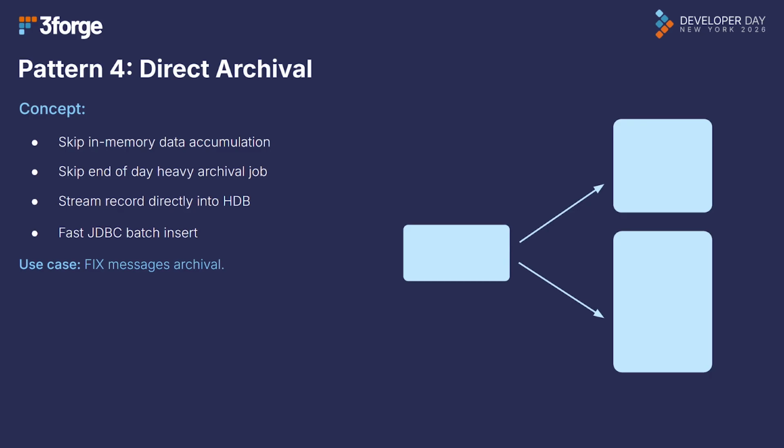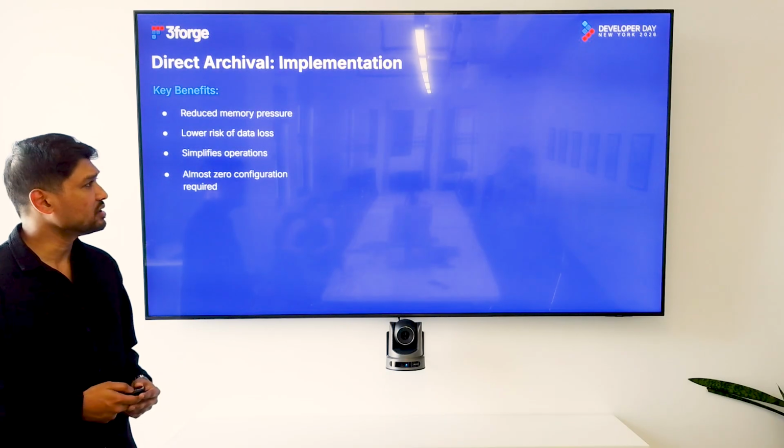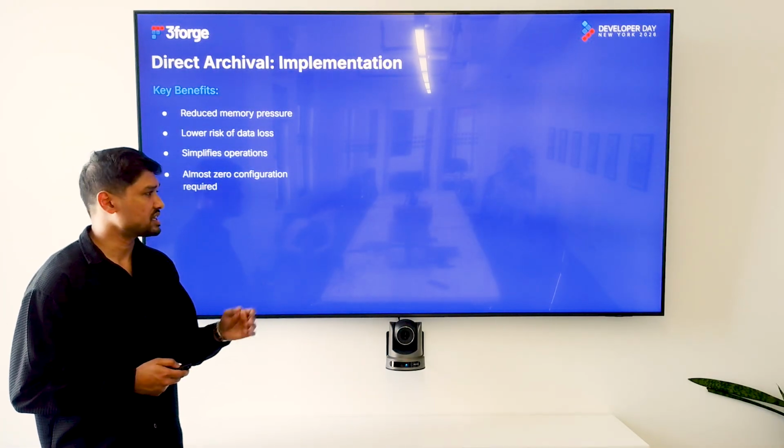The direct archival pattern flips that around. What we say is instead of running the archival job end of day, you stream that data directly into our HTTP. Now, if you don't have the capability of streaming that data into HTTP, you can also make use of our fast JDBC batch insert method to achieve the same throughput. Now let's see how we can implement this. The steps are very simple.